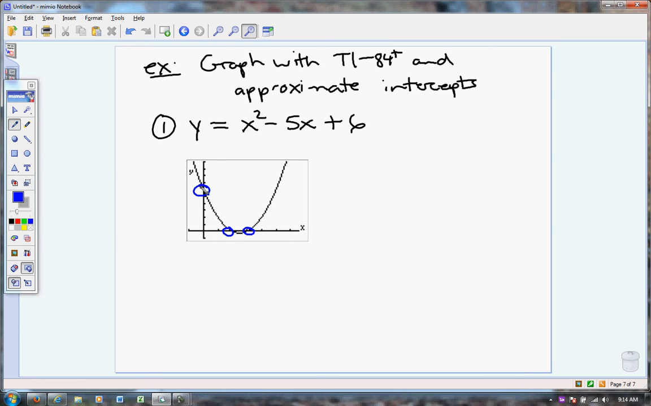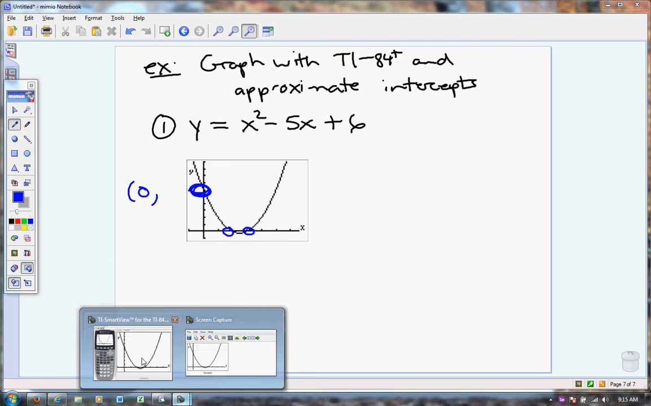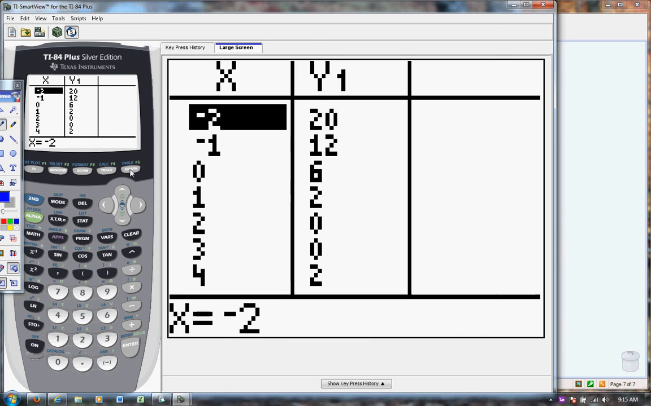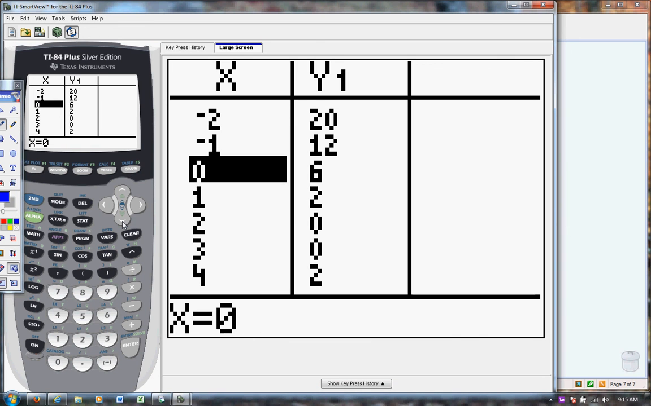Okay? So, the y-intercept, it's probably easier done with the table. Because what is the x-coordinate right here? Isn't it 0? Isn't the x-coordinate going to be 0, whatever it is? All right? So, let's do that one first. If you go back to this graph and just go to the table, and remember we already had that table set up, there it is. Isn't it 6? Okay, so the y-intercept is 6.